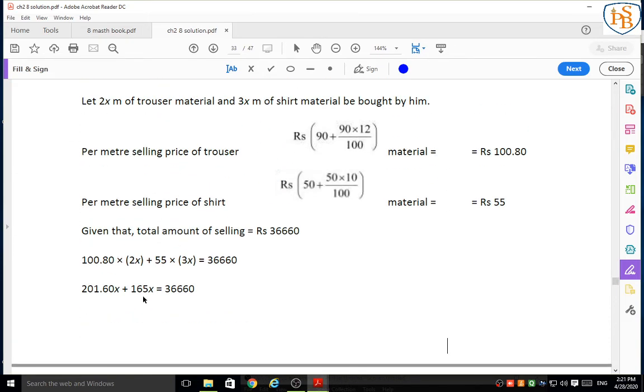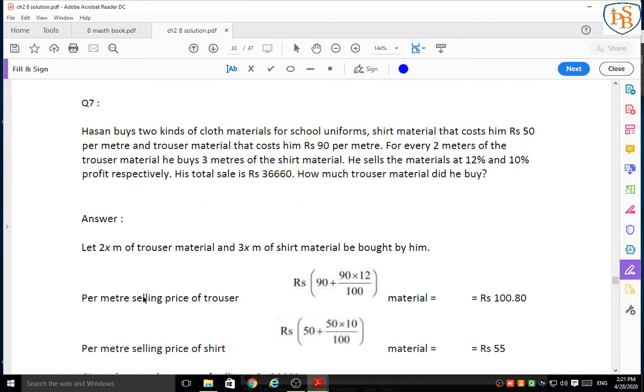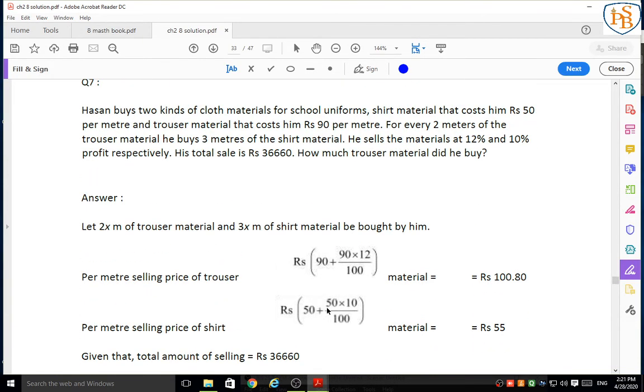This example is very important, so try to listen to this video carefully. Watch this video carefully as many times as needed and try to solve this example in your notebook. Listen carefully, students. This question number 7 is very, very, very important.